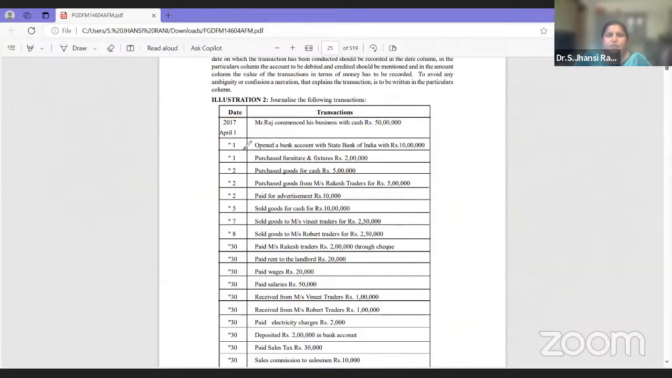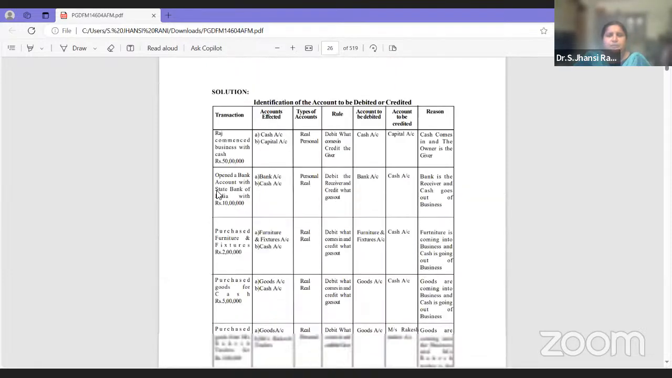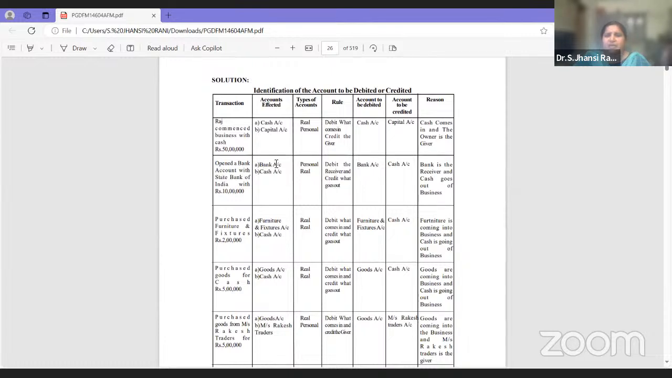So what is the next one? Opened a bank account with SBI, that is State Bank of India, with rupees 10 lakhs. State Bank of India is what again? It's the name of a bank. Whenever names of any banks, names of any institutions, that all comes under the personal account.